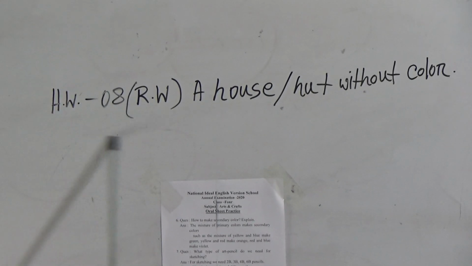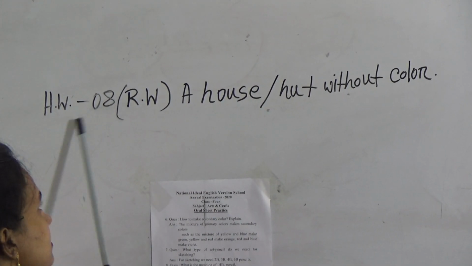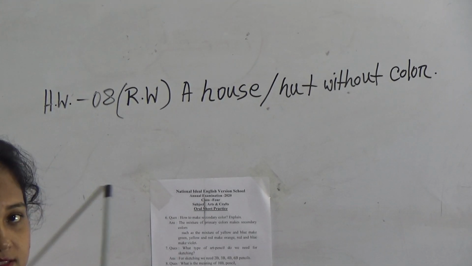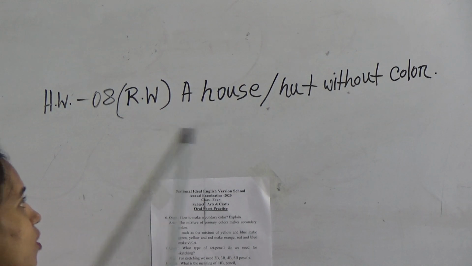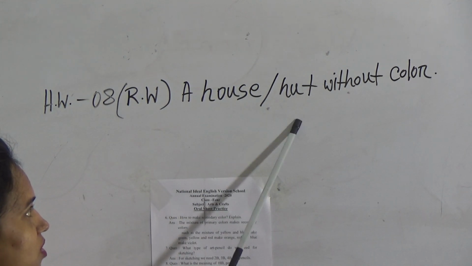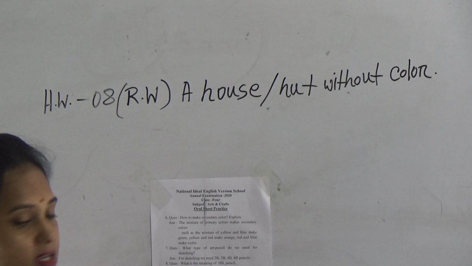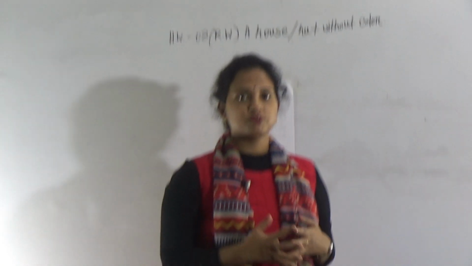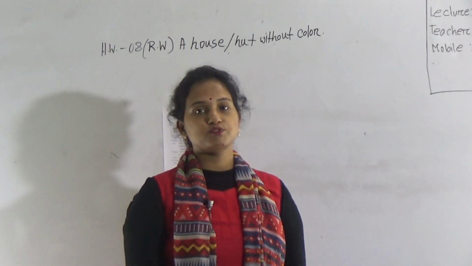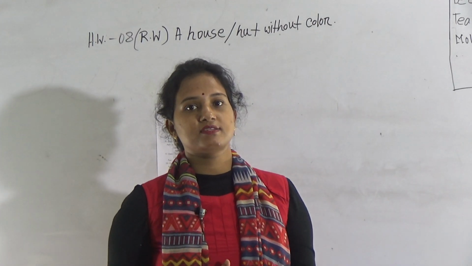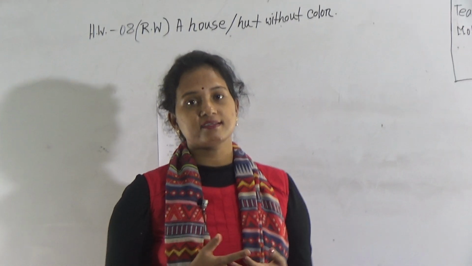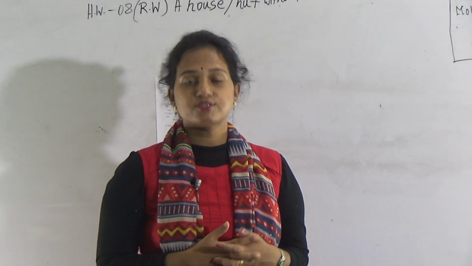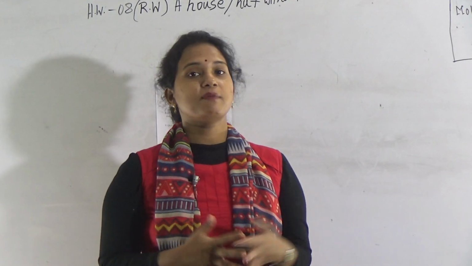I have given you a SW, SW number 8. You should mention the SW number and the topic, and the topic is a house or heart without color. So dear student, do your assigned SW and submit it at your school every Sunday 8 am to 4 pm. Don't forget to submit your SW because your SBS, city and diary marks also depend on your SW.